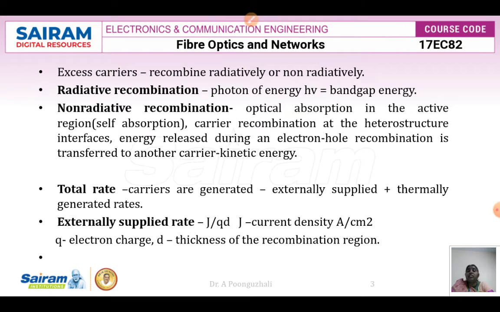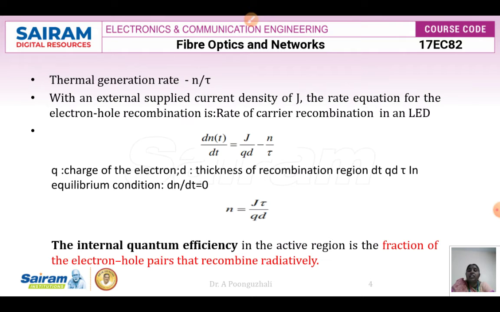So the externally supplied rate is when a current I is going to be injected into the LED. In that case we are going to have the externally supplied rate given as J by QD, where J is the current density in amperes per centimeter square, Q is the electron charge and D is the thickness of the recombination region. So here a thermal generation rate can be given as N by tau.